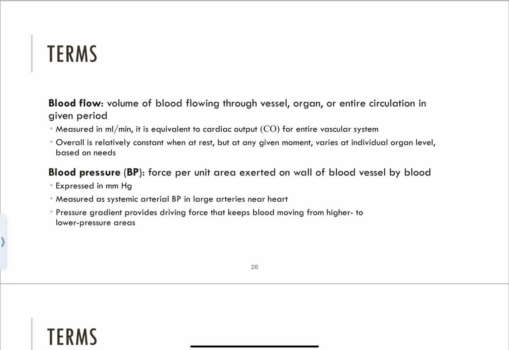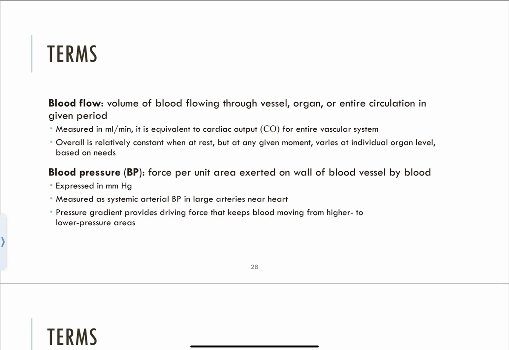Basically, blood flow is the volume of the blood flowing through a vessel or an organ or an entire circulation within a given period. So, we could talk about the blood flow through our kidney, the blood flow through our aorta, or the blood flow through our entire systemic circulation or pulmonary circulation. Typically, blood flow is measured in milliliters per minute.